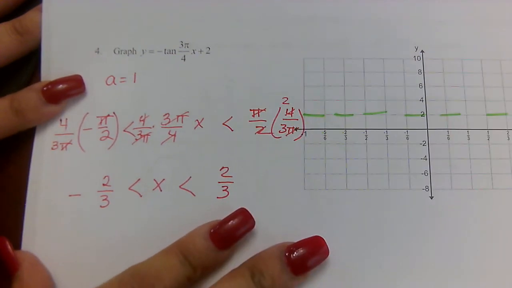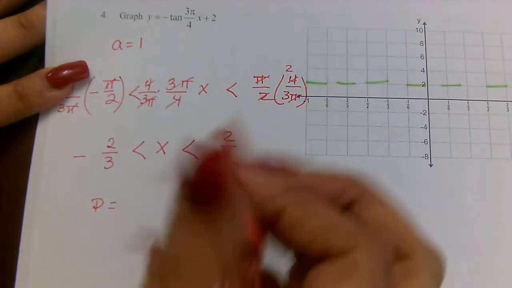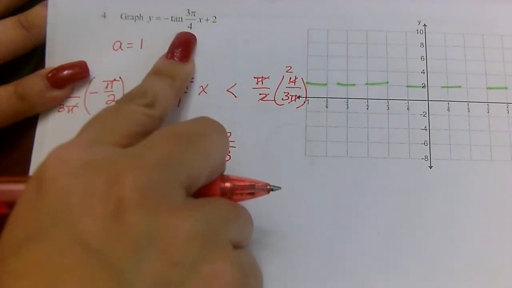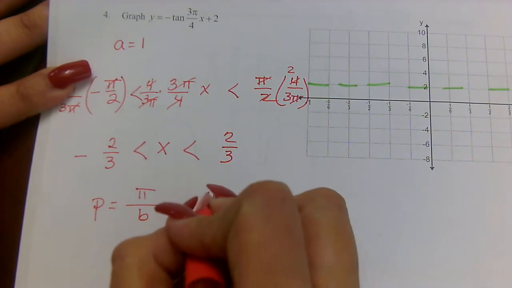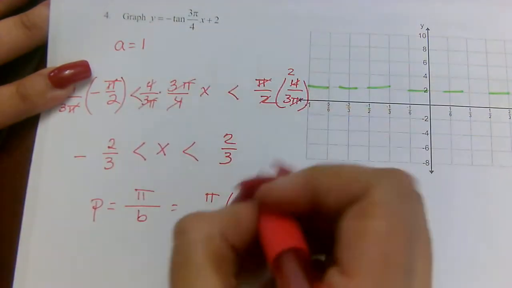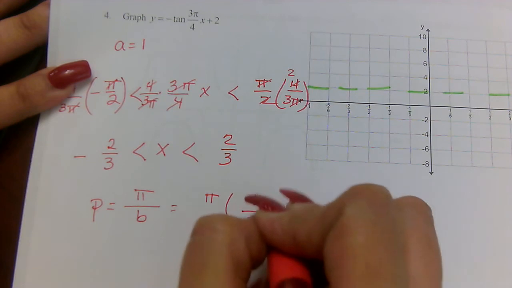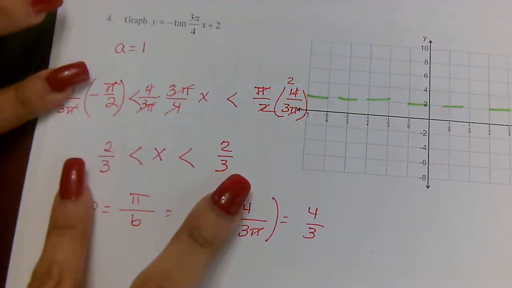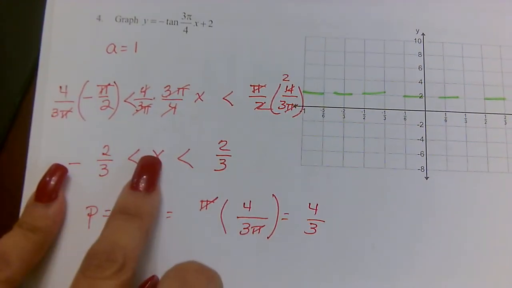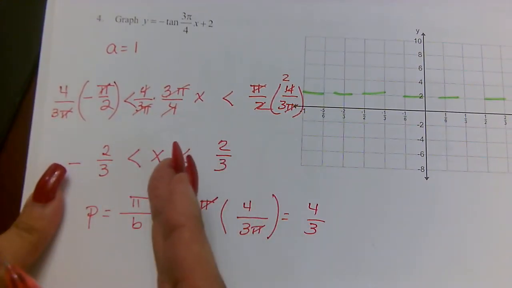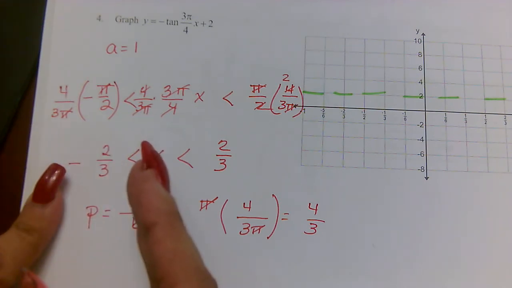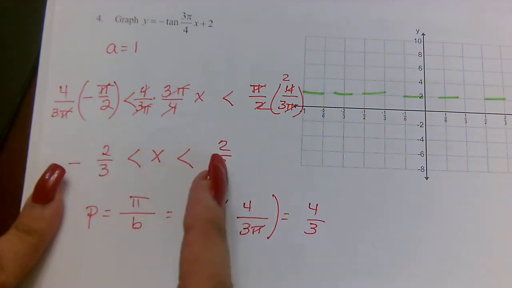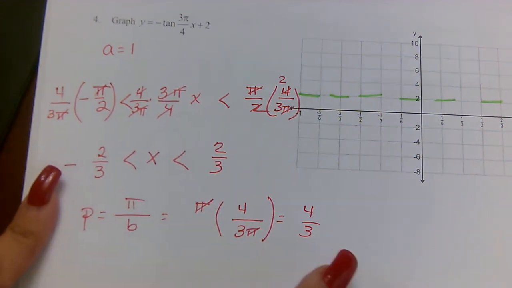Okay, so let's go ahead and check our period. Period is going to be pi divided by b. B is the entire number here, so I'm going to do pi, and I'm going to flip this. This will be 4/3π. Okay, pi's cancel, and you're left with 4/3. Well, what's the distance between here? Well, if this is 0 in the middle, you're going to have 2/3 going to the left, and you're going to have 2/3 going to the right. At that, you get 4/3. So your period matches the distance or the difference between these two asymptotes.